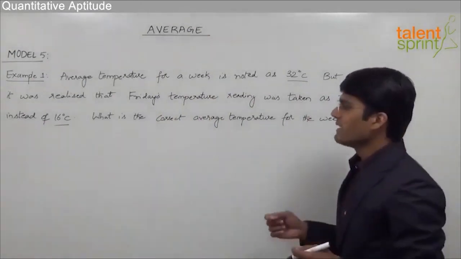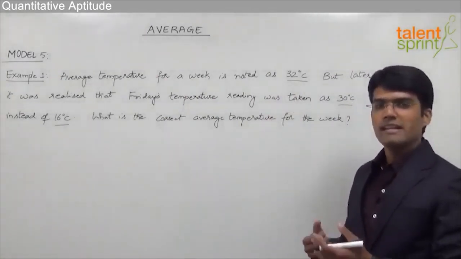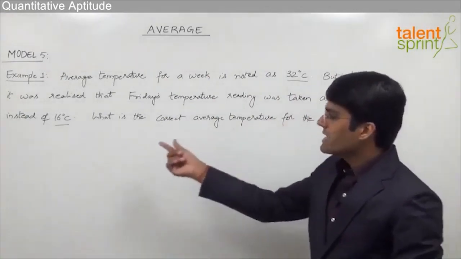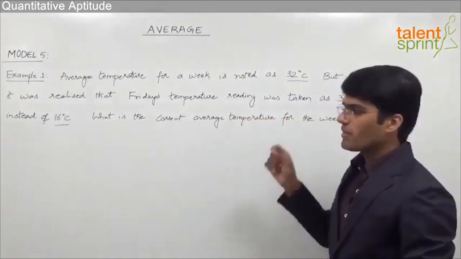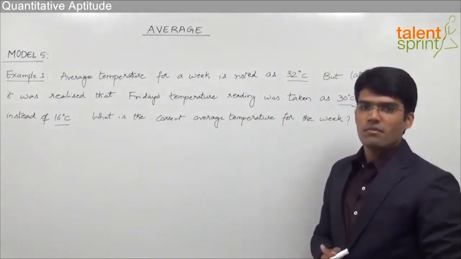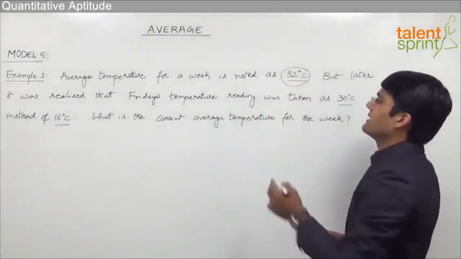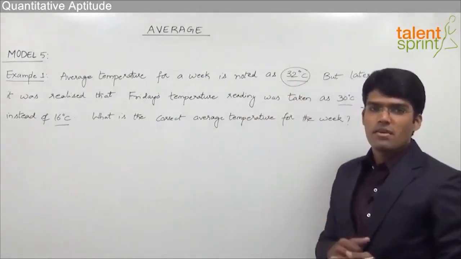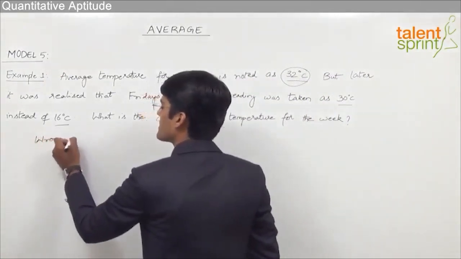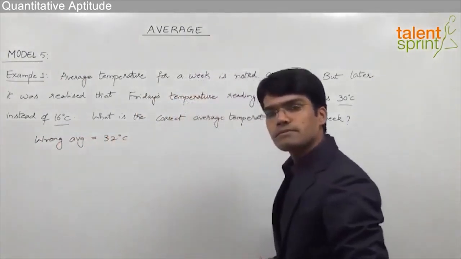So as you can see here, the average temperature of a week was calculated as 32 degrees. But later it was discovered that one of the values was taken as 30, whereas the actual value was 16. So from this data, we are supposed to find out what should be the correct average temperature for the given week. Now very clearly, the average which has been calculated, that is 32 degrees centigrade, is the wrong average, right? So we can say that the wrong average which has been calculated is equal to 32 degrees centigrade.